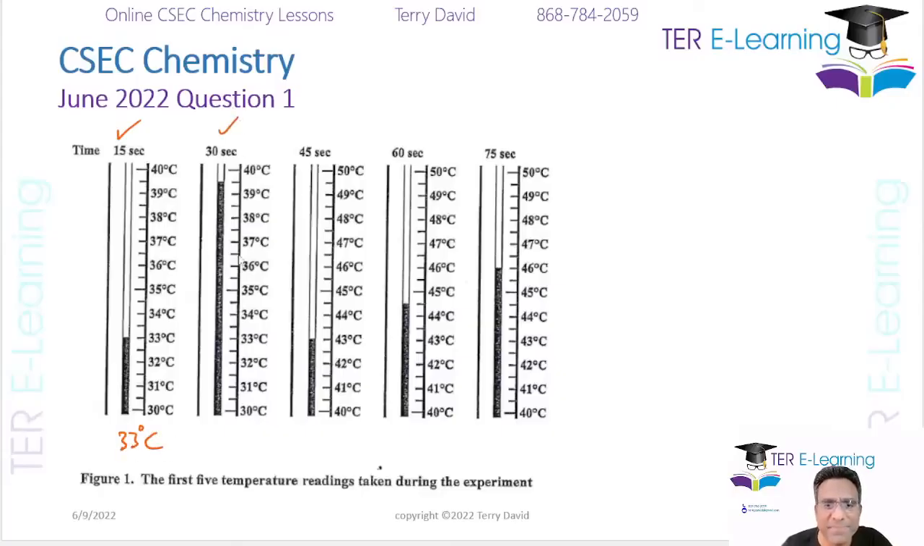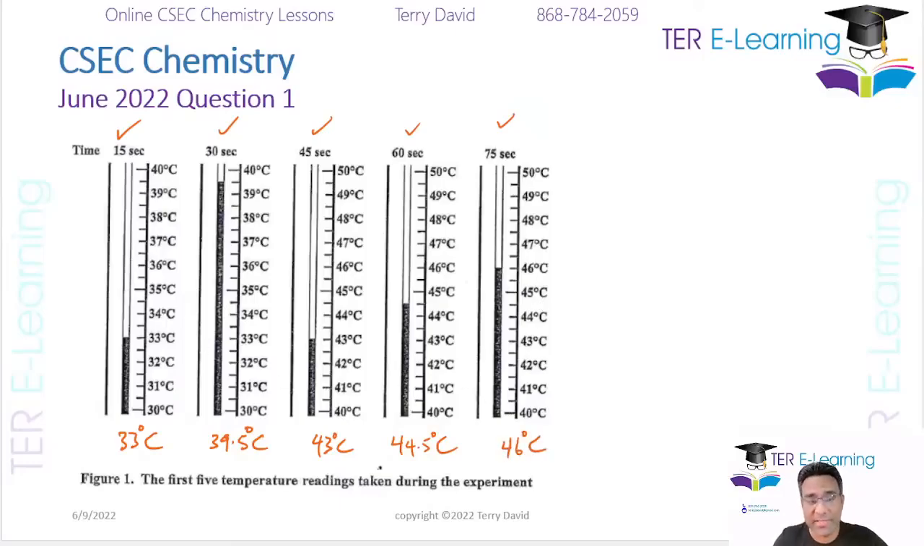This one here is 39.5 degrees Celsius. So it's 39.5 degrees Celsius. This next one here is 43 degrees Celsius. This next one here is 44.5. And this last one here is 46 degrees Celsius, right?